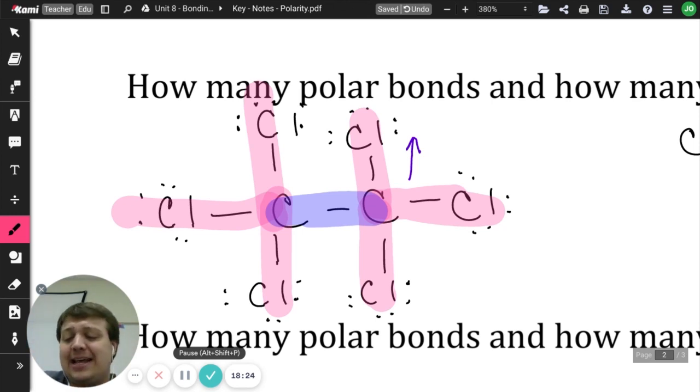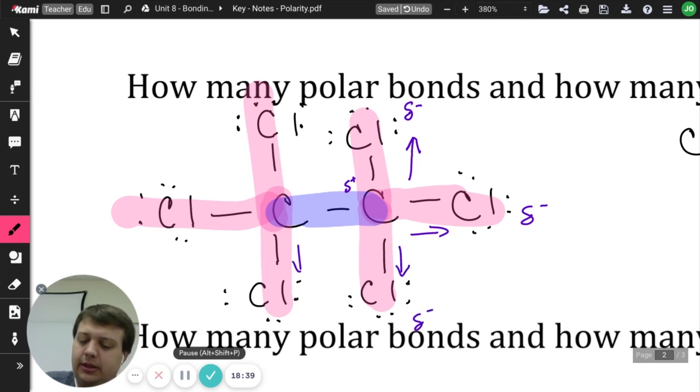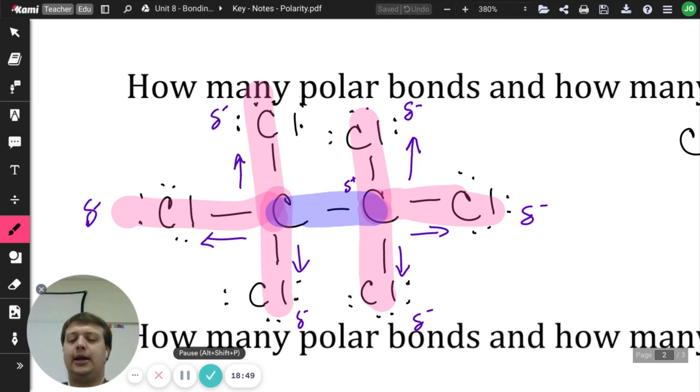What that does is make this chlorine side slightly negative, and that makes my carbon side slightly positive. And we do that for all of these. Slightly negative, and it's going to move out, slightly negative. And last, we're going to move up here, slightly negative, with that carbon being slightly positive. Okay? And nonpolar, we don't need to recognize in terms of polarity because it's nonpolar, right?